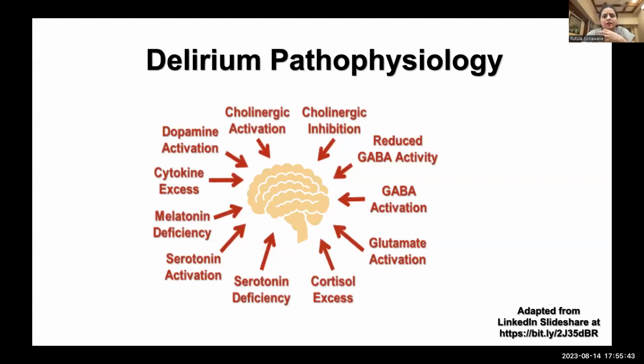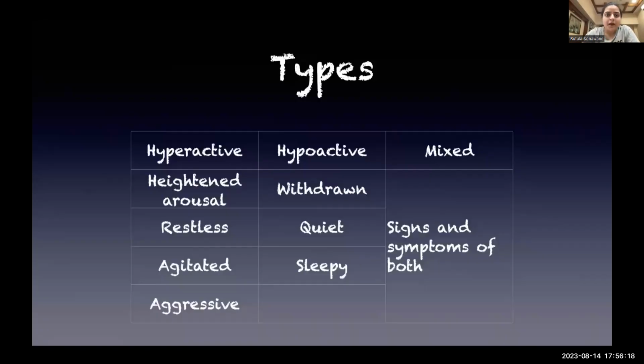So what are the different reasons? Basically, coming to the physiology of it, you have all the neurotransmitters possible involved. Activation or inhibition of all of them would cause delirium. So it can be the cholinergic system, the GABAergic system, glutamate, cortisol, serotonergic, melatonin deficiency. There might be an inflammatory response, or dopaminergic as well.